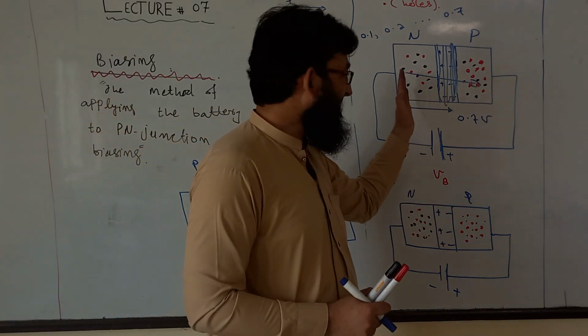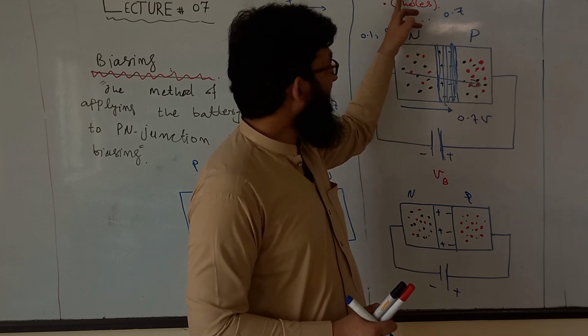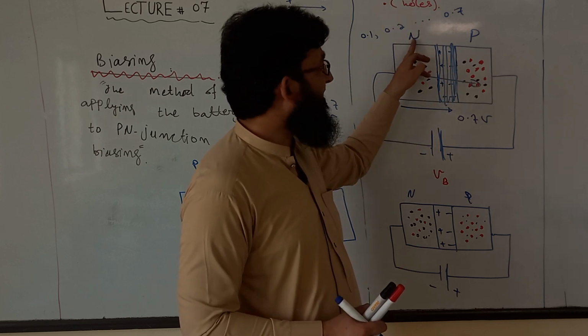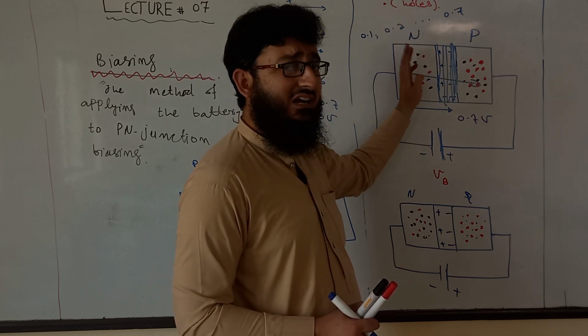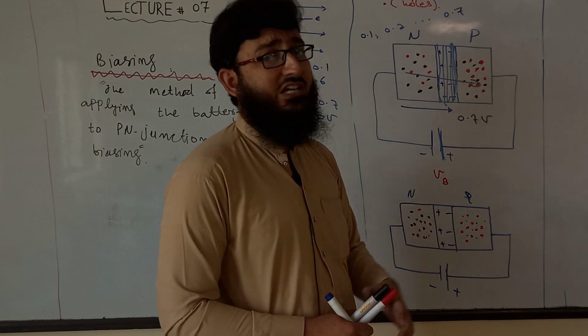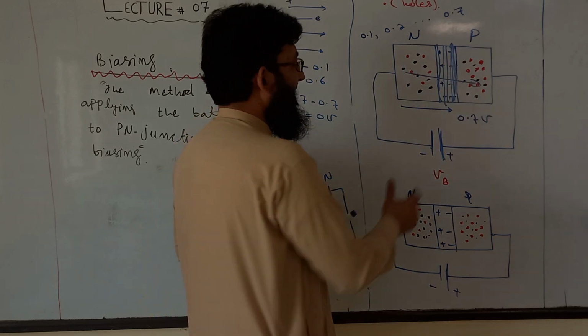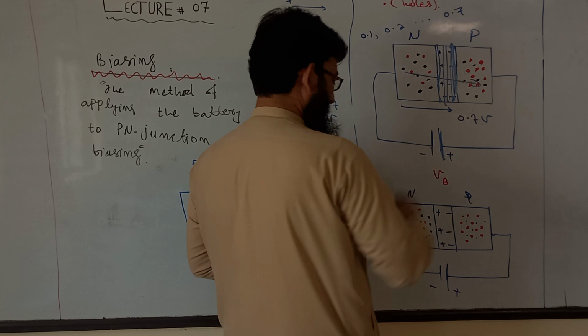So in forward biasing, the current will flow due to electrons of the N region, or we can say that the current will flow due to majority charge carriers of N. So here the current will flow.